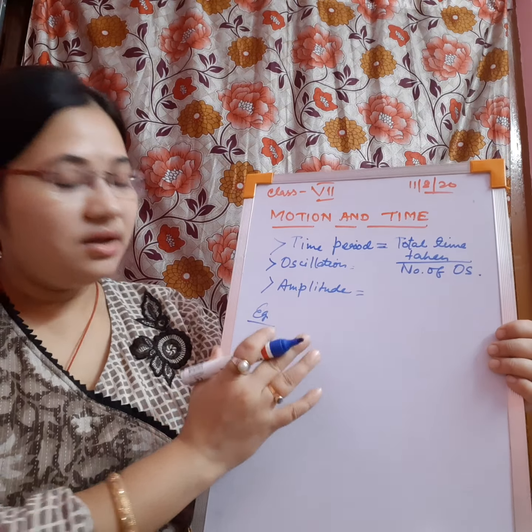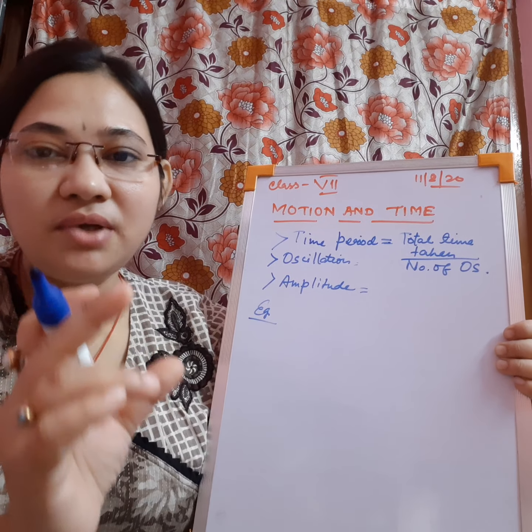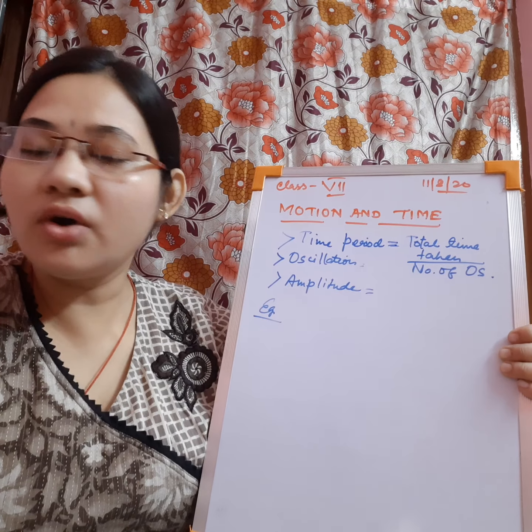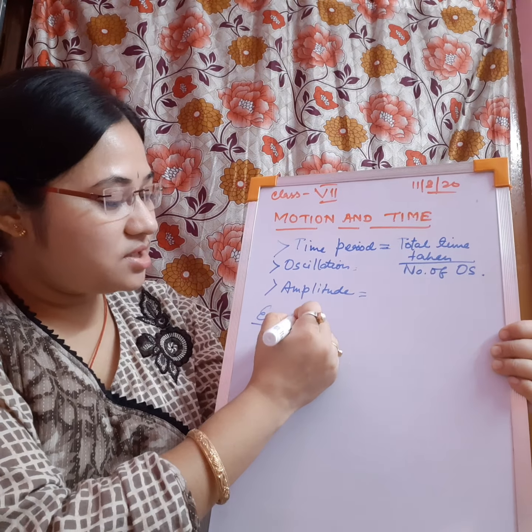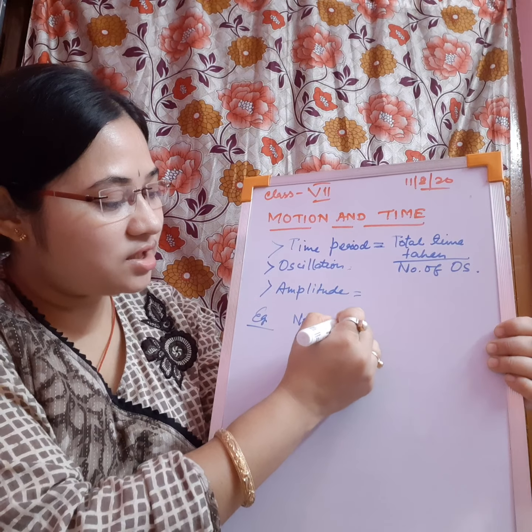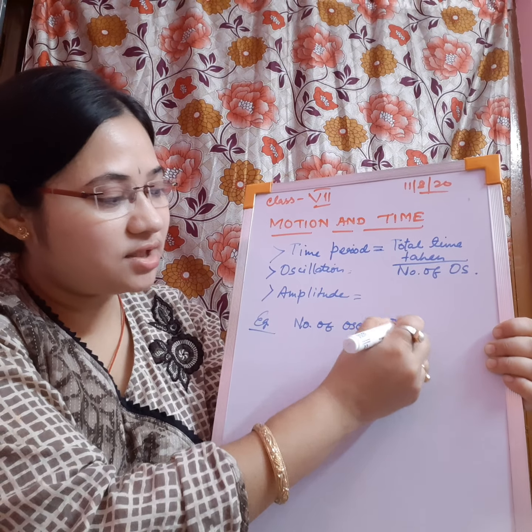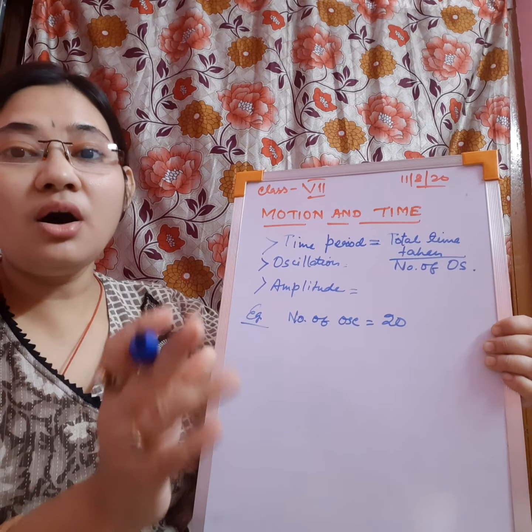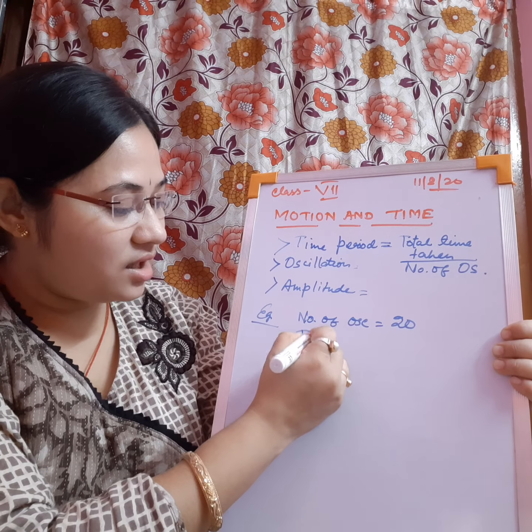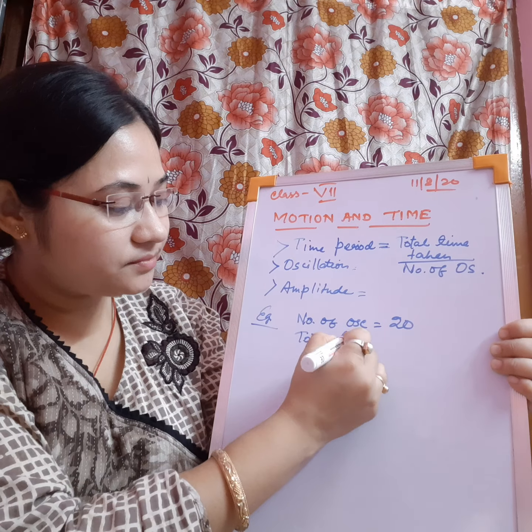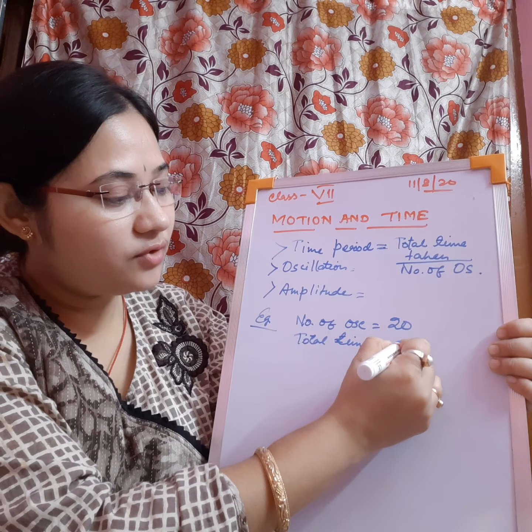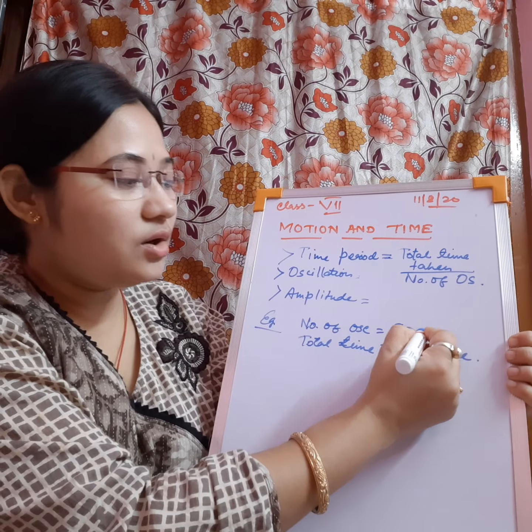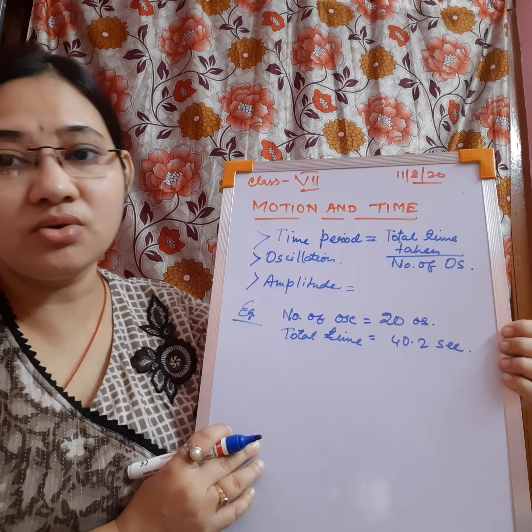Here it is written that a simple pendulum completes 20 oscillations in 40.2 seconds. That means the number of oscillations is 20. It takes how many seconds to complete? The total time is given as 40.2 seconds. Okay, so 20 oscillations it covers in 40.2 seconds.